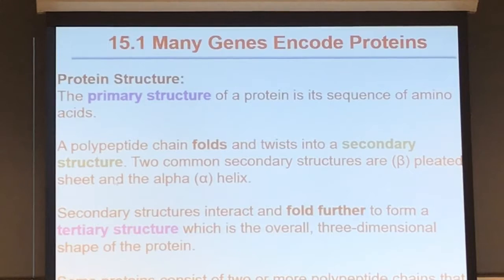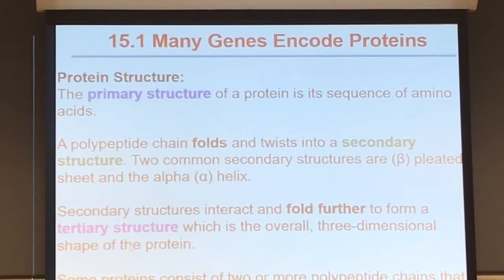There are two commonly known secondary structures: the alpha helix and the beta pleated sheets. Here they said beta plated, but either way, it's beta pleated sheets and the alpha helix. The secondary structure can fold further due to more interactions between those amino acids to give something called the tertiary structure.